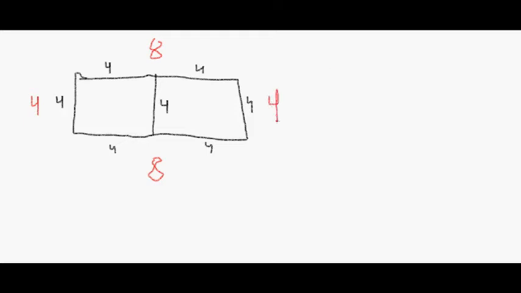All we do now is we just have to add them. So we have 16 plus 8, and 16 plus 8 will give us the perimeter, which is 24. Then we have to do the area, which is 8 times 4, which is 32.